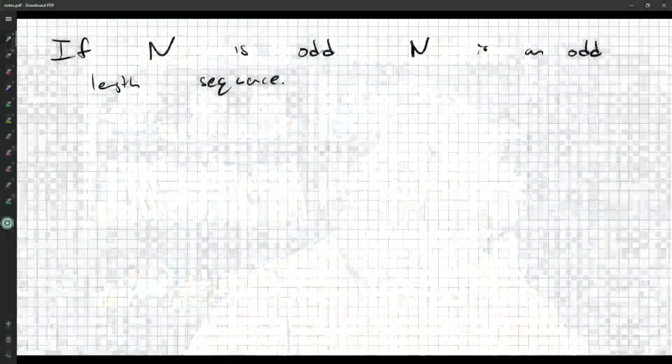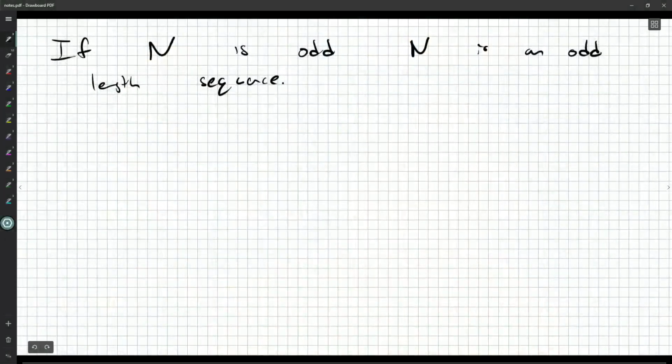Now, if n is odd, what can an even length sequence coming from 1, 2, 3, 4, 5 look like, because I know what an odd length sequence could look like. It could look like a smaller even sequence. I'm thinking. So here's what I want to say.